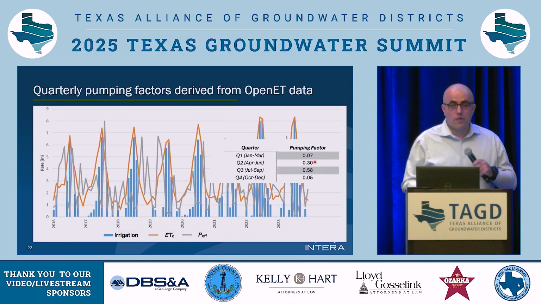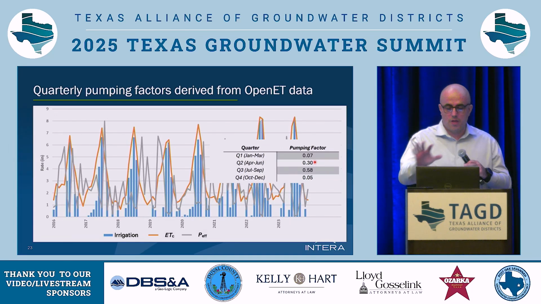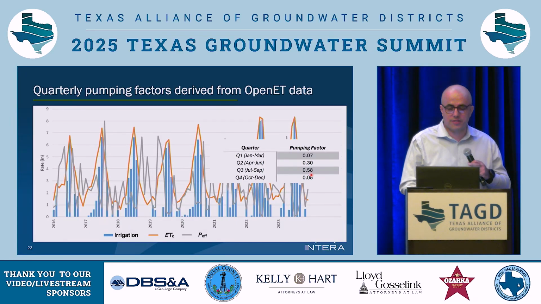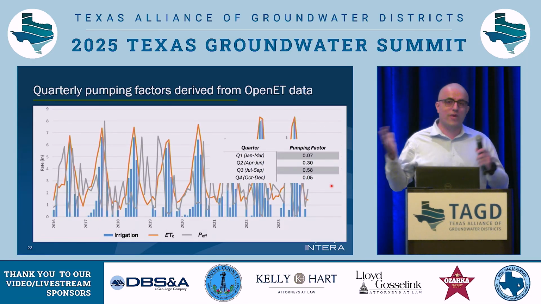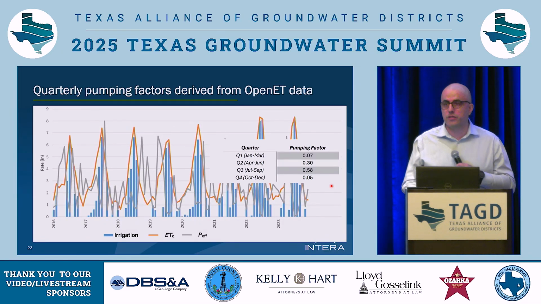So based on the remote sensing data, and considering that at this location in Texas most of the pumping is used for agricultural use, only a small fraction will happen during the first quarter of the year, 30% during the second quarter, and close to 60% during the third quarter. So we have this seasonal variability that now we can integrate into our more detailed seasonal analysis of the groundwater interactions.